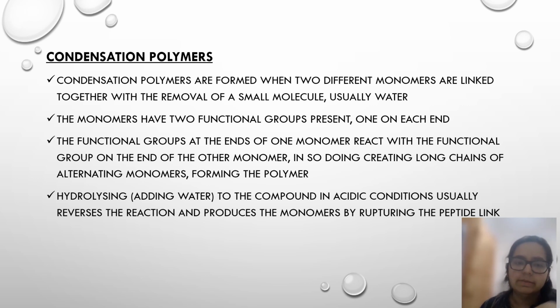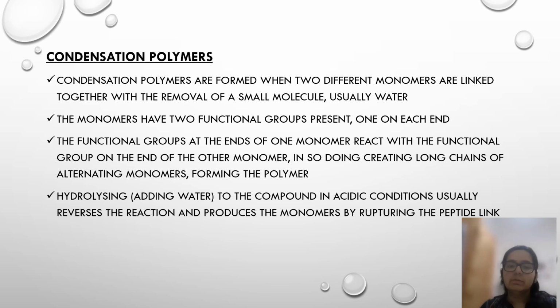And then the previous one which we did was addition polymers, and now we have condensation polymers. Condensation polymers are formed when two different monomers are linked together with the removal of a small molecule, and that small molecule is usually water. Now this is the key difference between addition polymers and condensation polymers. When we are doing addition polymerization, we have only a single product, which is your polymer. However, in condensation polymerization, we have a polymer being formed and a water molecule being formed.